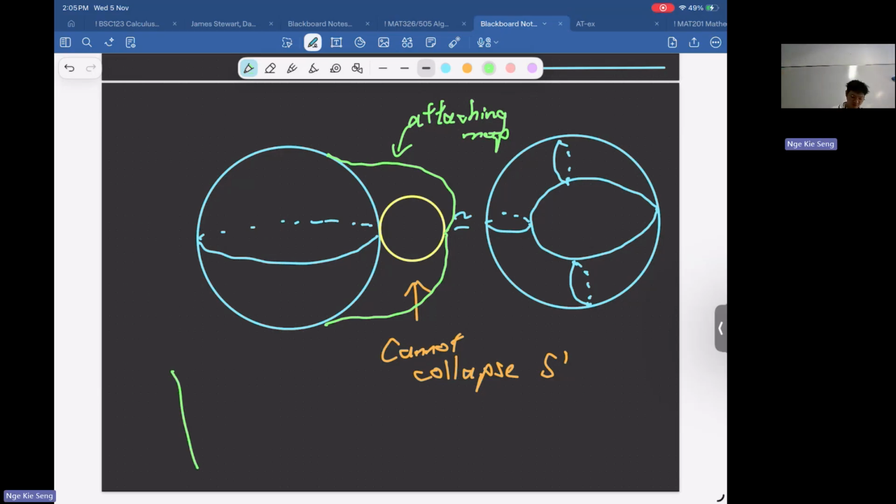So do you know how to write down the deformation retract between these two spaces or not? You know how to write down the map? So how do you write that down? I'm asking about this: why is a line? How do you write down the homotopy? How do you write down the deformation retract?